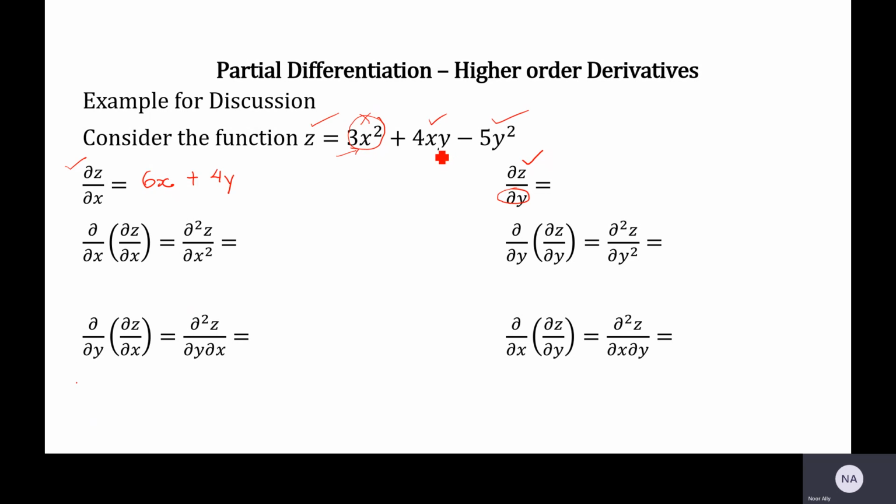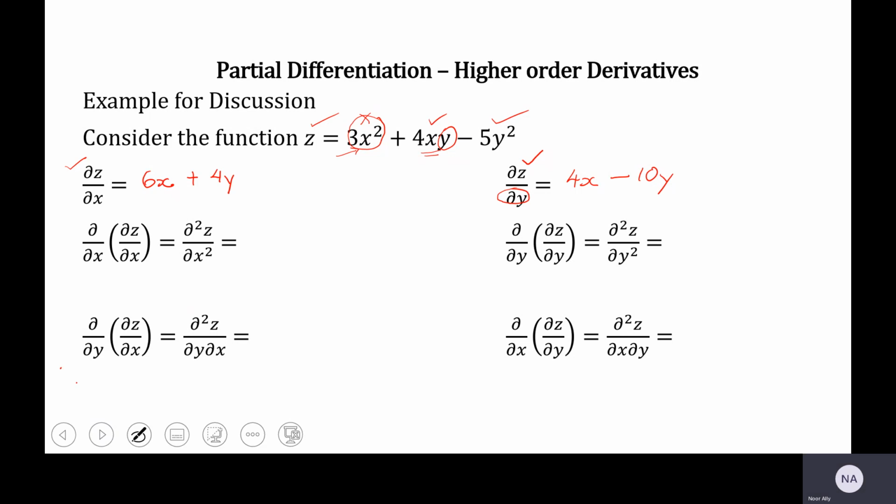So let's differentiate. Now, for xy, I'm differentiating with respect to y. That means the 4 and the x are constants. Put it down. The derivative of y is equal to 1. Minus, and now differentiate 5y squared. That is 10y. There are your first derivatives, your first order partial derivatives.